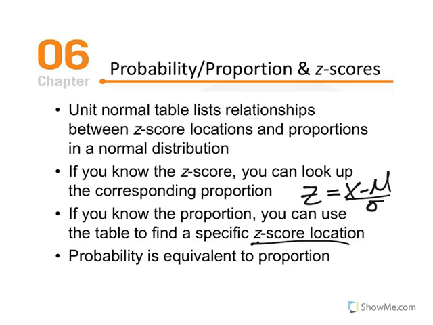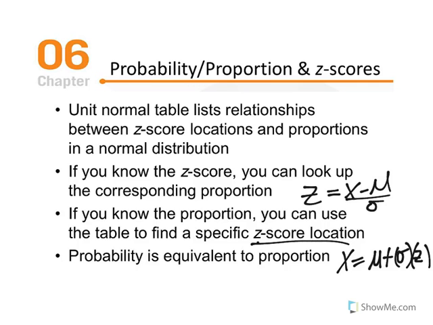Working in reverse, where we have other information other than the x value to find our z, instead of using the z-score to enter column A, we're going to use the proportion and work backwards to find out what that z is equal to. In those instances, we're going to solve for x, which is equal to the mu plus the product of the standard deviation multiplied by our z-score.